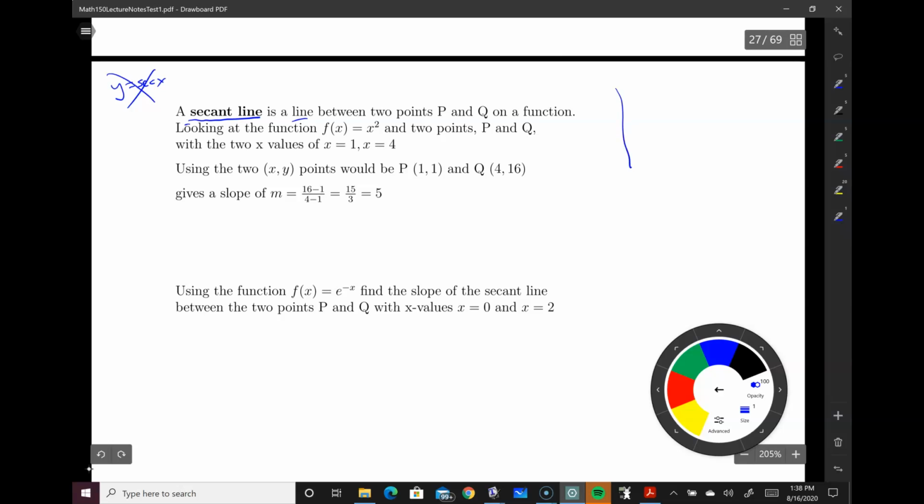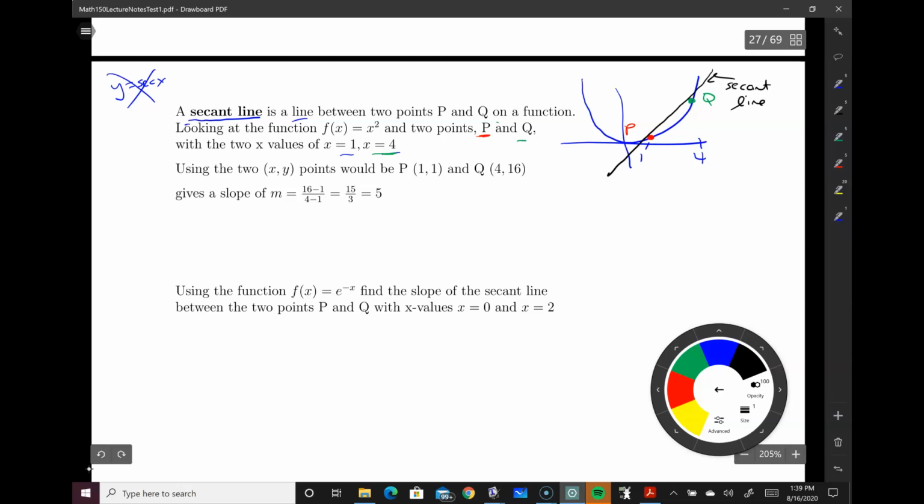So if I'm looking at y equals x squared, if this was the point x equals 1, and I'm looking here at the point x equals 4, and I've labeled the points. So the point P is when x is equal to 1, and the point Q is when x is equal to 4. So there's P and there's Q. Okay, so the secant line is the line between those 2 points. So there it is. So this is the secant line.